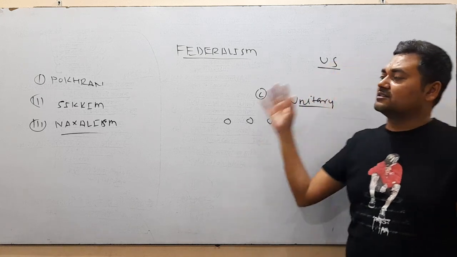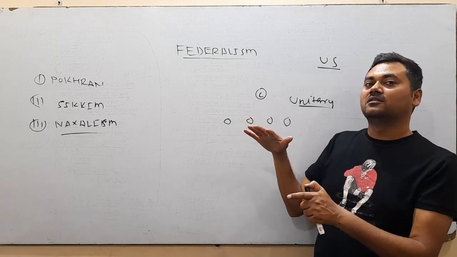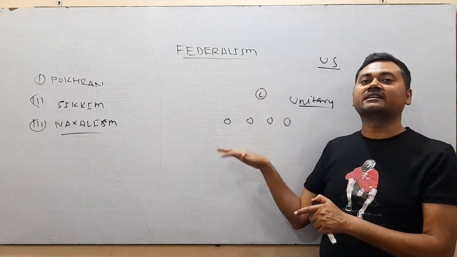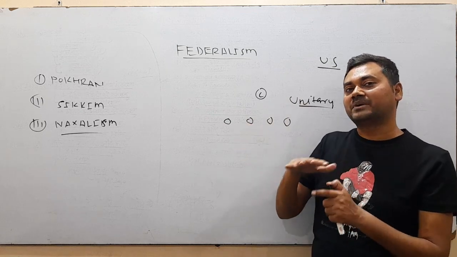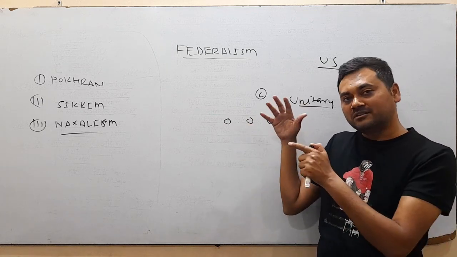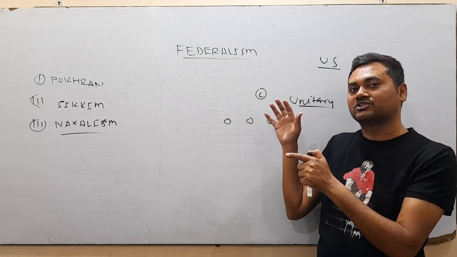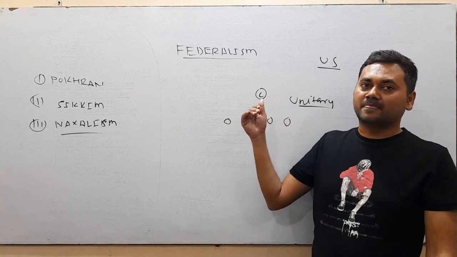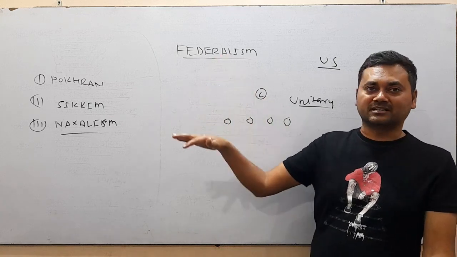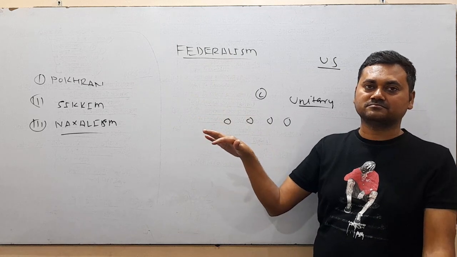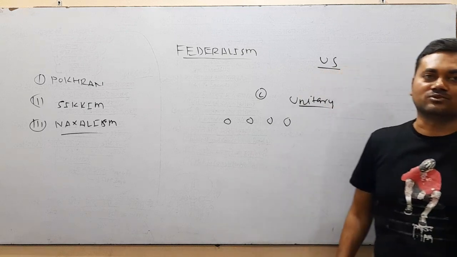So federalism is basically the division of power between the center and the states. Wherever this division of power is the best, or very close to an equal position, that country will reflect the best form of federalism. Now let's come to these three issues.